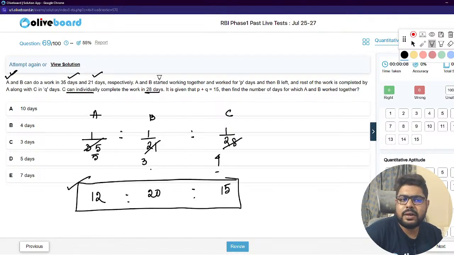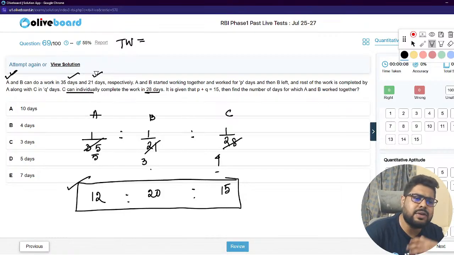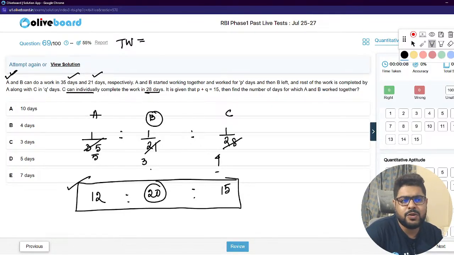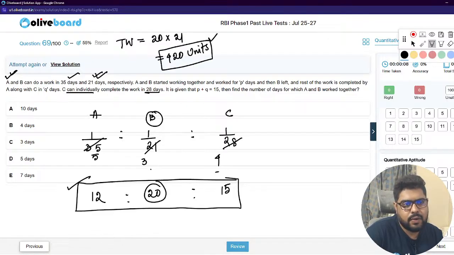Perfect. Now, sir, total work will be how much? Total work will be, you take A, B, C, whatever. I'm taking B because the value is better to work with. 20 into, it took how many days for B? So 21 days. 420 units. Done, sir.